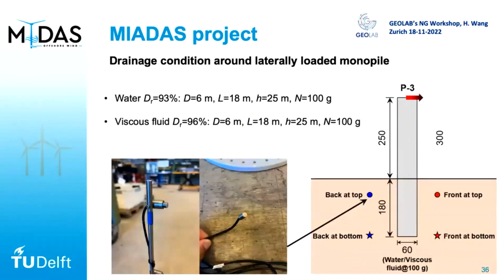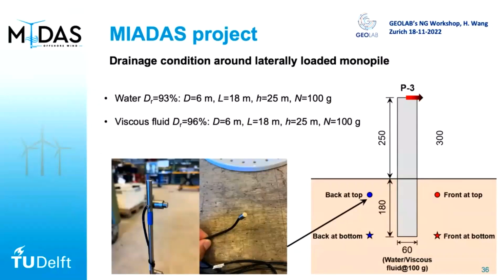Another thing related to offshore wind is the drainage condition. Basically, offshore is always saturated. So what will be the drainage condition? We also perform tests in viscous fluid saturated and water saturated soil, because if you use viscous fluid, you can imagine the drainage is much slower, so we can be closer to the field.